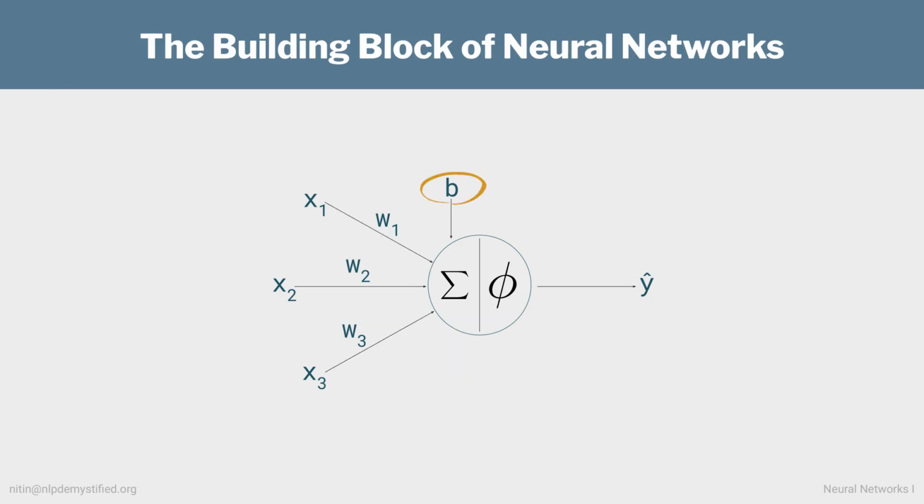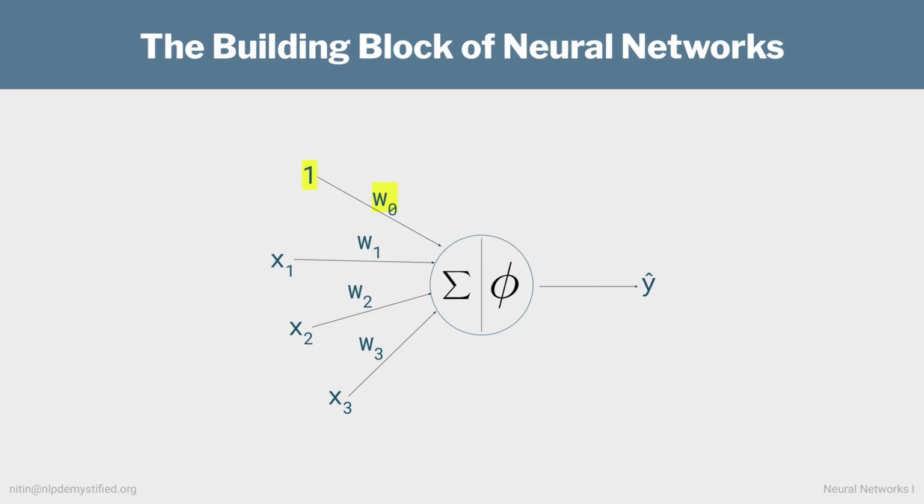A note about the bias, we can keep it as a separate addition step. Alternatively, we can include it as part of the dot product by adding a 1 constant to our feature vector with its own weight, w sub 0.